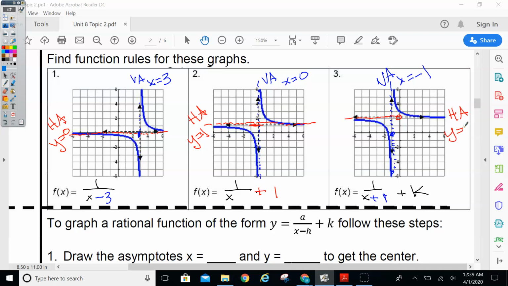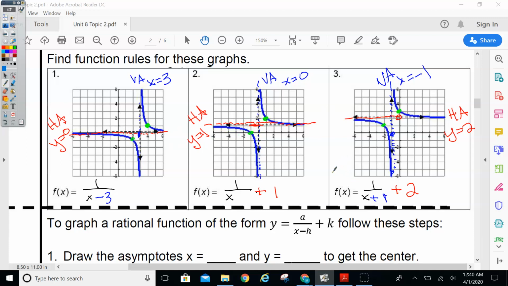Y equals 2. So then we put out here for k plus 2. So on all of these, like I said, all the a values were 1 because all of them had, from the middle, the center where the two asymptotes cross, you go up 1 over 1 to get here. Up 1 over 1. Up 1 over 1. And then down 1, -1, down 1, -1, down 1, -1 to get to these. They're always the same. Just one's positive, one's negative.